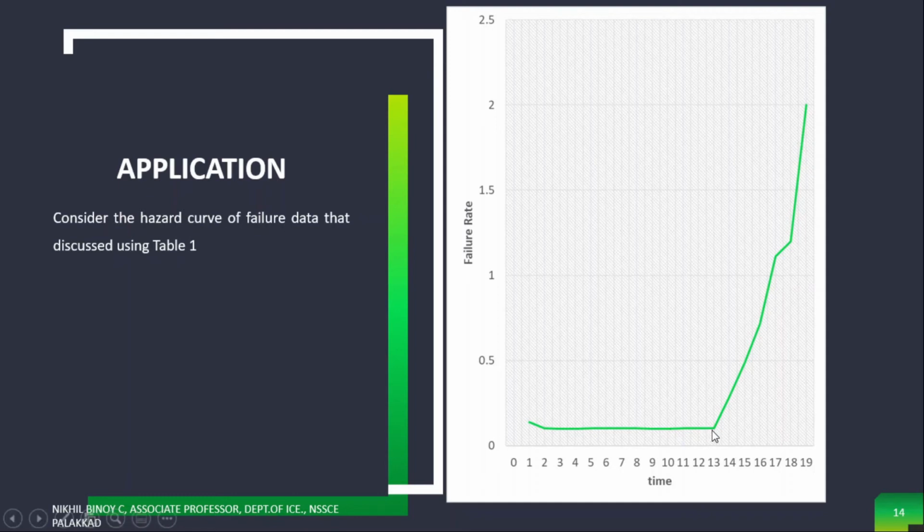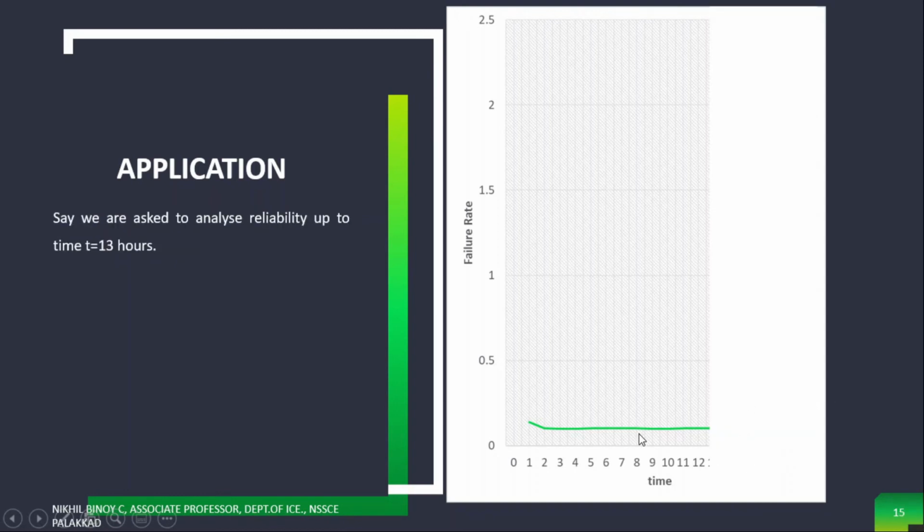You can see that up to 13 it is almost constant, then it is increasing. We can shade the remaining part, so the remaining part is removed, because you are asked to find the reliability of this curve at t equal to 30. Now if you consider up to this time, initially a small drop is there, otherwise it is almost constant.